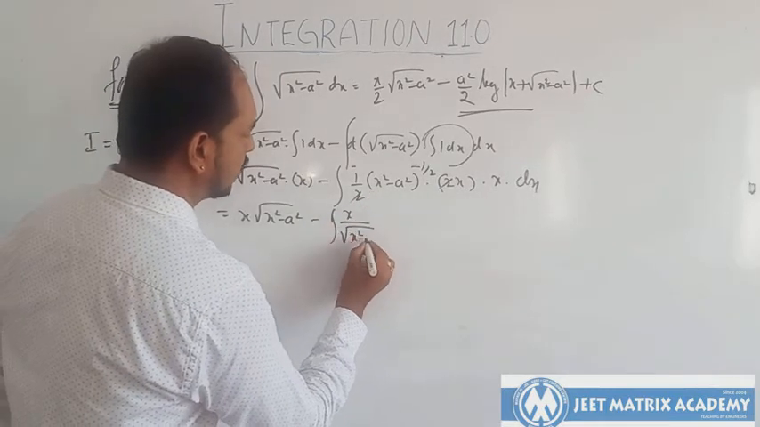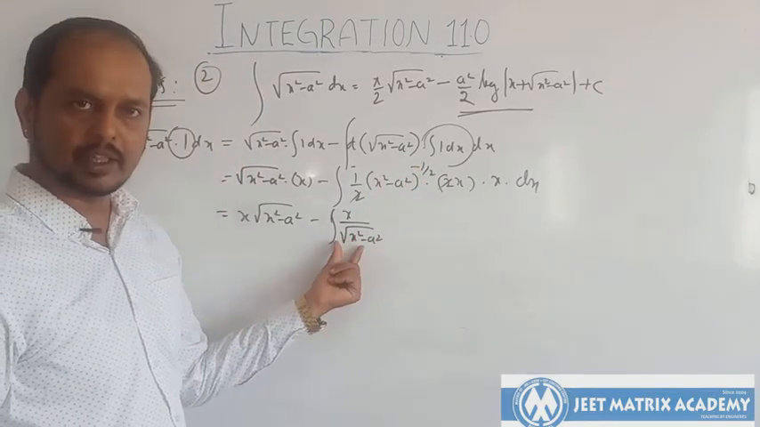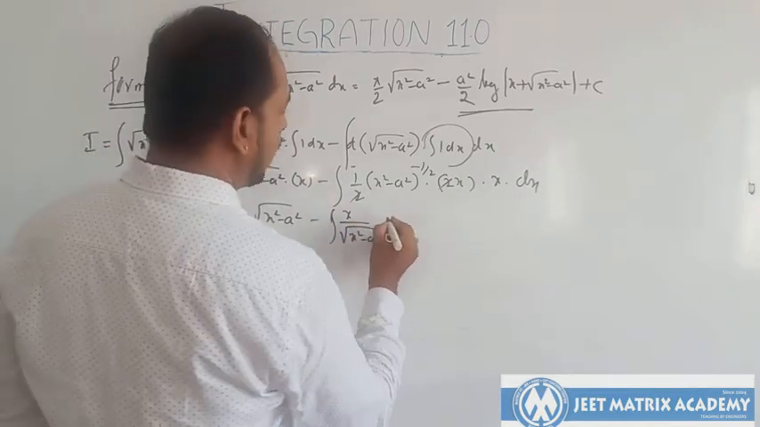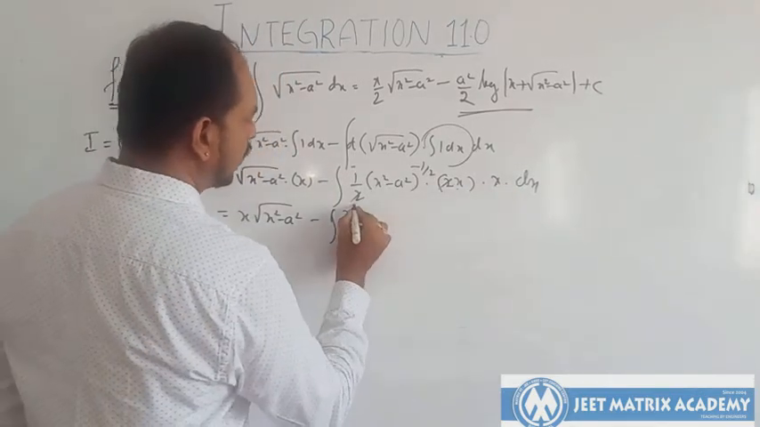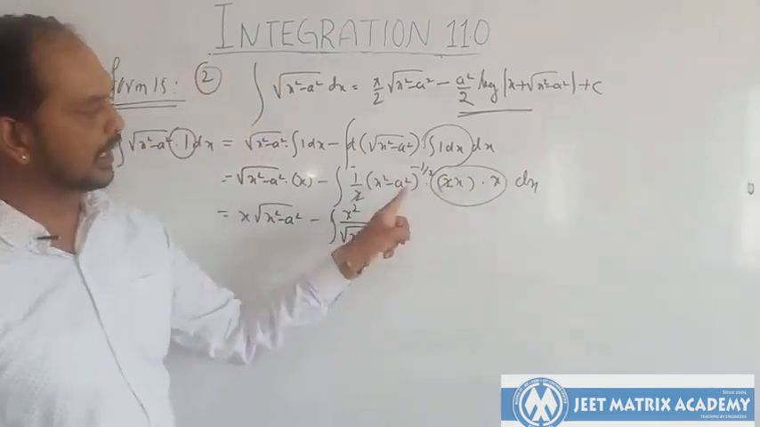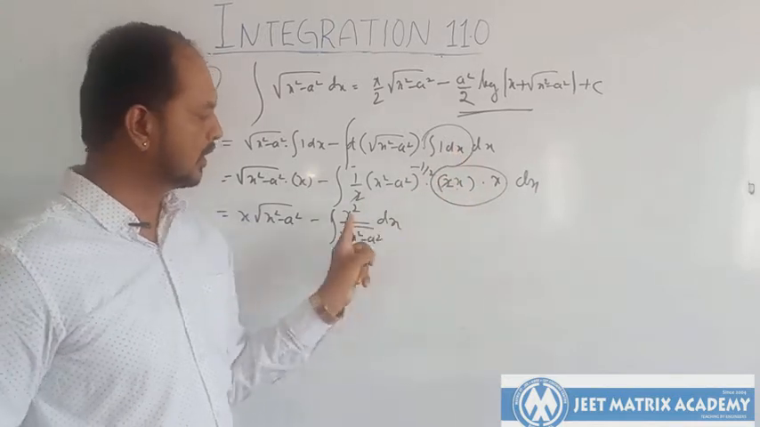root of x square minus a square, this is to the power minus half, that you can write divided by root of x square minus a square. x into x will be x square, you should not miss this part. x into 2 gets cancelled and x is remained. Again this is x from integration, so it is x square.